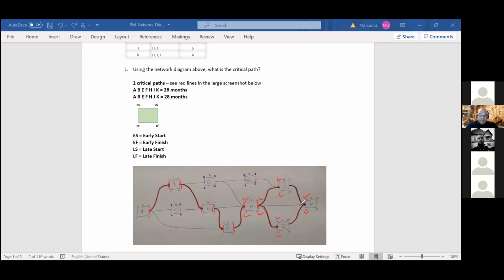And what does critical path mean? It means this is the one that you cannot change any days. You cannot add days, you cannot subtract days, because it will affect the end date of your project.